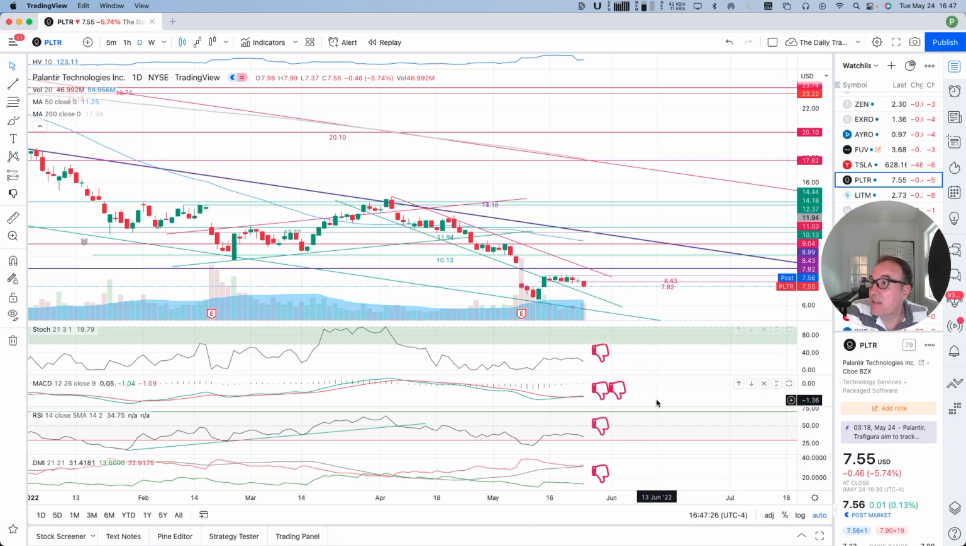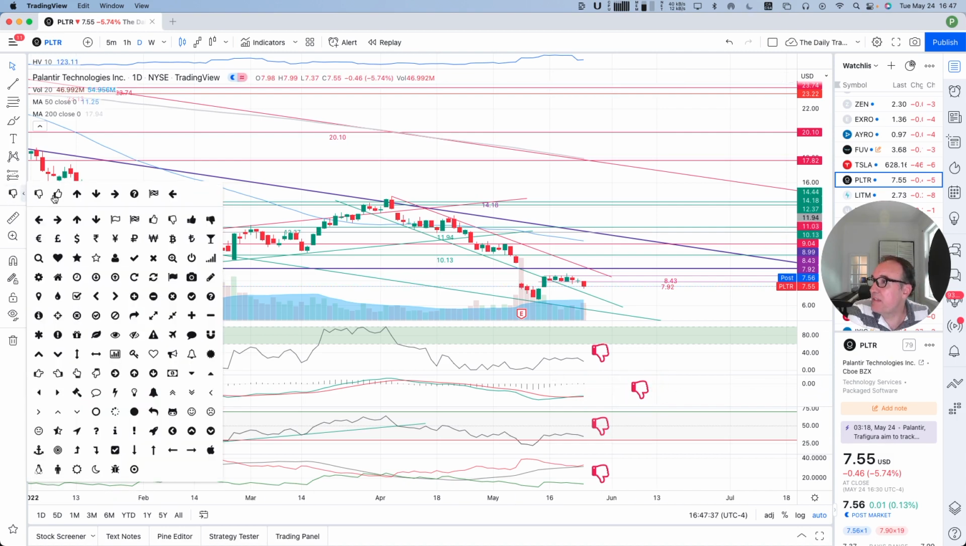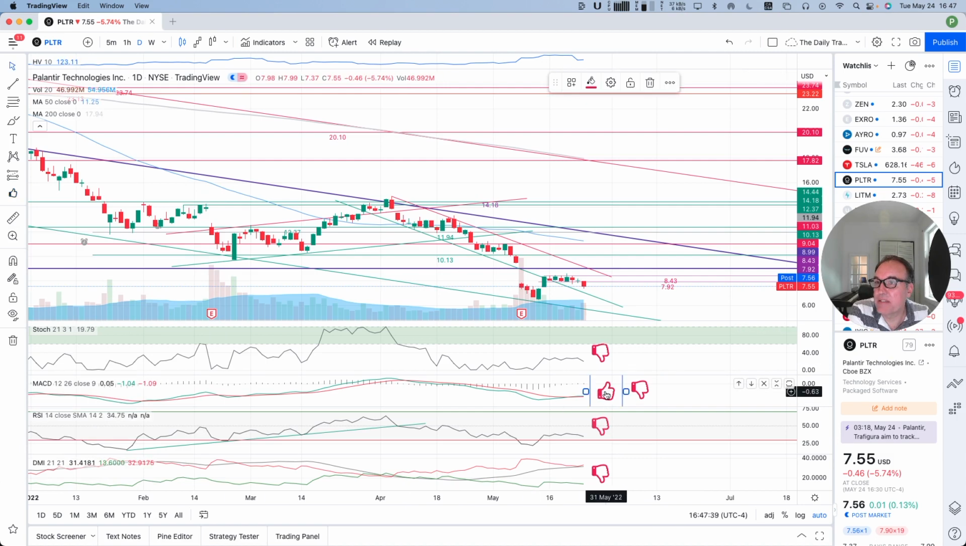Stochastic at 19. Oh no, MACD crossed over bullish. Oh boy, I almost forgot about that. I almost did not notice it. MACD crossing over bullish. Do you believe in MACD now?